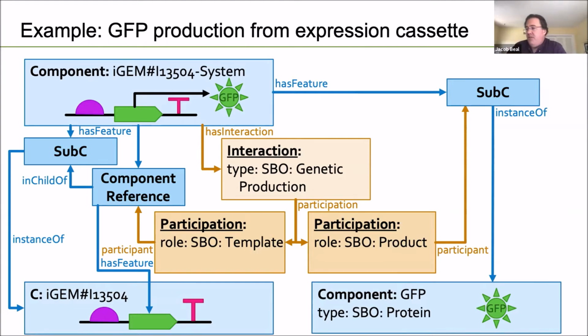So that's an example of showing a functional interaction. There's a little arrow on the diagram showing that the coding sequence makes GFP.